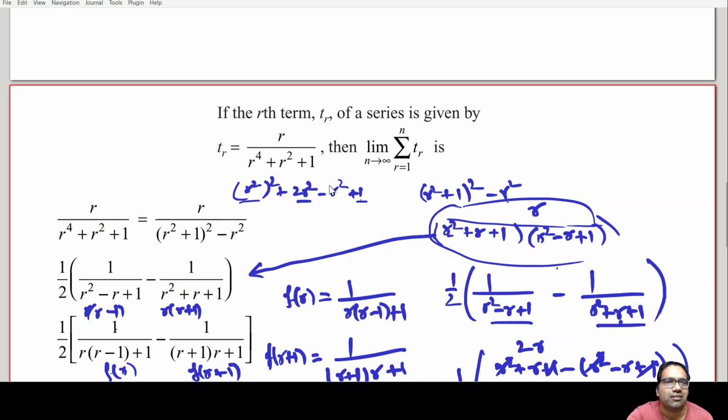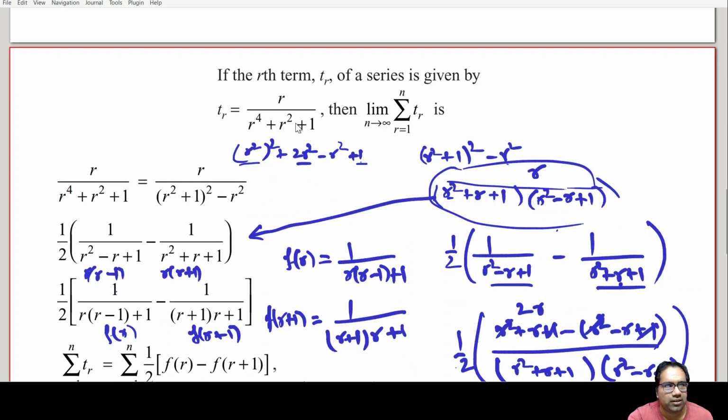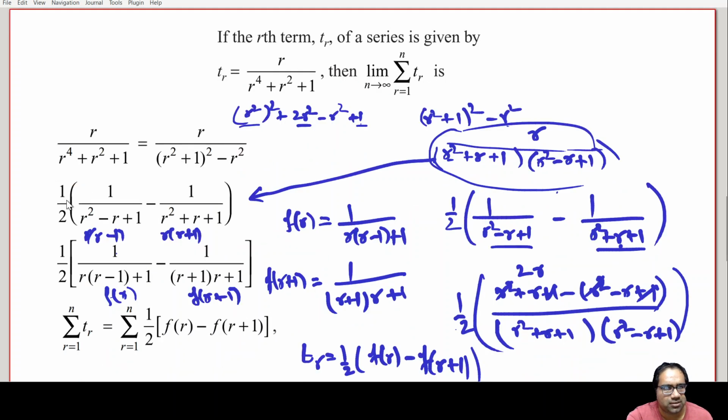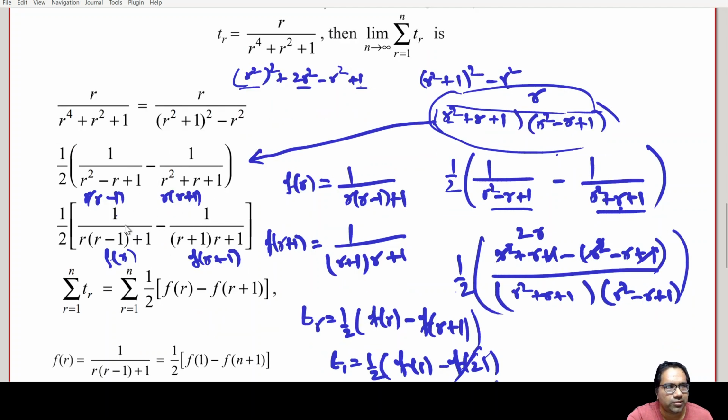So, what we have done, we have taken this generalized term and tried to make it a difference of two consecutive terms. How did we do this? First, we completed the square and made it look like (r square plus 1) whole square minus r square. And then we showed it as half of the difference of these two items, one is a plus b, another is a minus b.